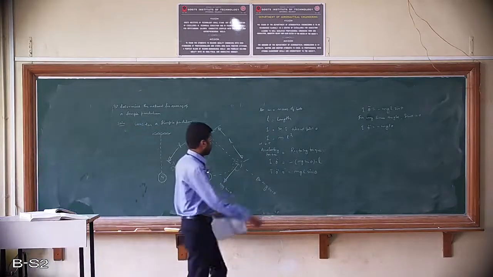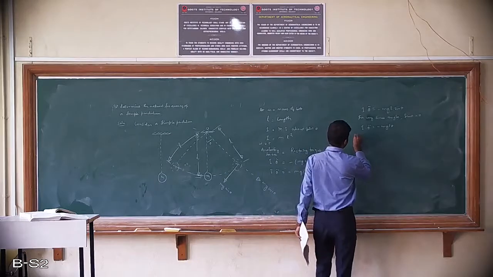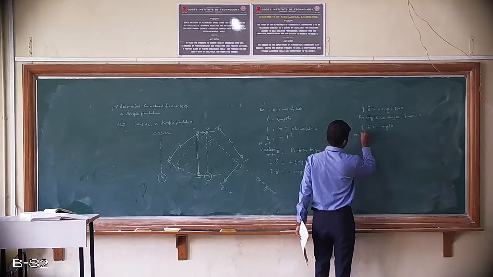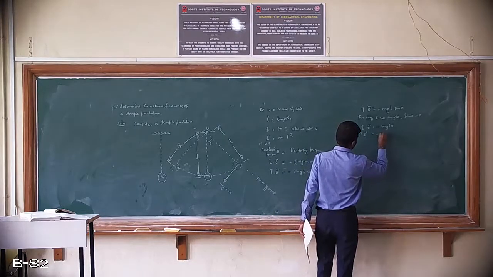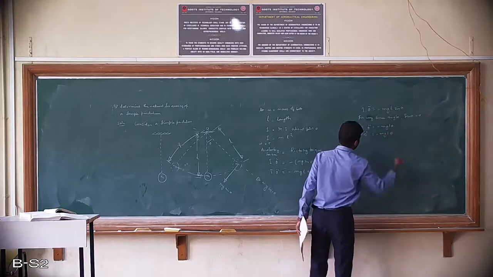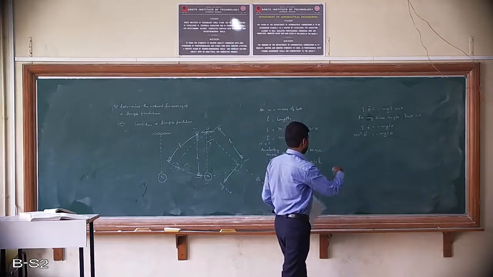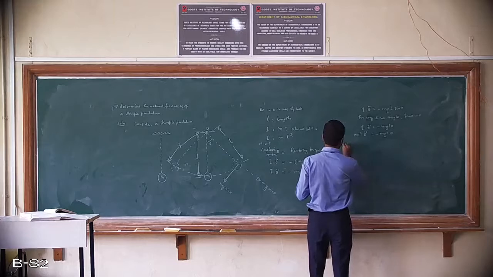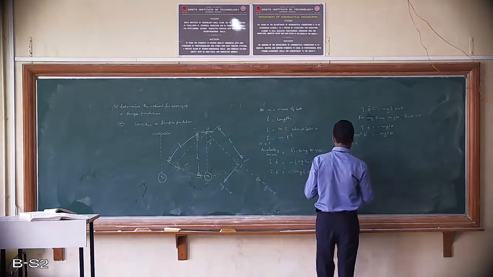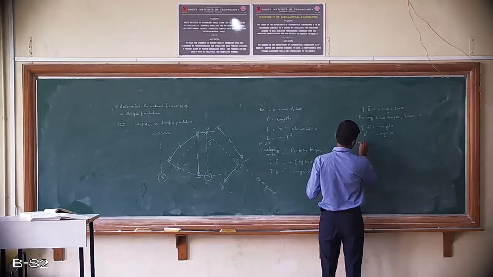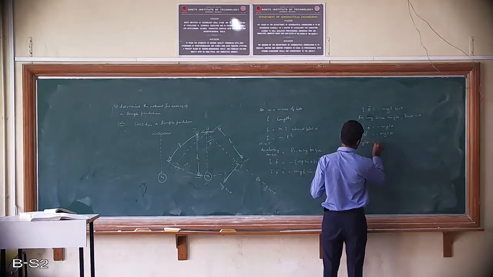So I know what is the value for I. I is m L square, so m L square into theta double dot is equal to minus mg L into theta. Take this negative sign to this side, then it will become positive. So m L square into theta double dot plus mg L into theta is equal to zero.